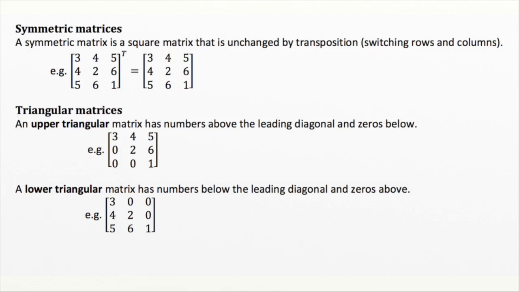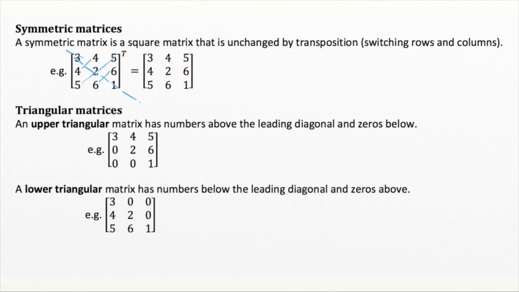Okay, some more special matrices that you need to remember. The next one is a symmetric matrix. So that is a square matrix that is unchanged by transposition. So if you try to switch the rows and the columns, there won't be any difference. You can also think of it, if I were to draw a line down my diagonal, as you can see, it looks exactly the same. It's symmetrical. So your 4 and your 4 is there, 5 and 5, 6 and 6. So this is what we would call a symmetrical matrix.